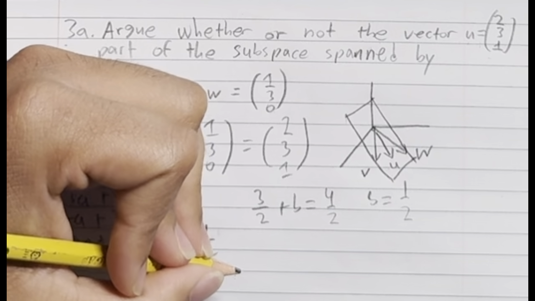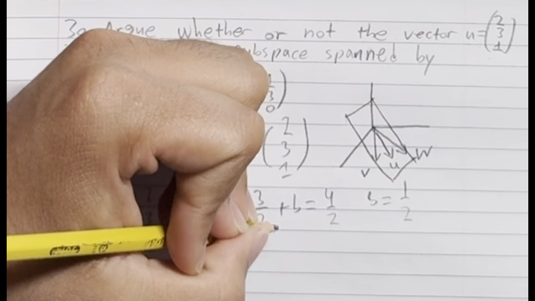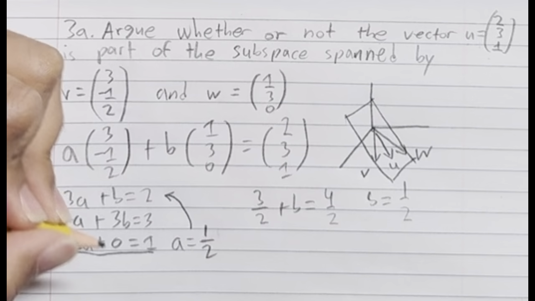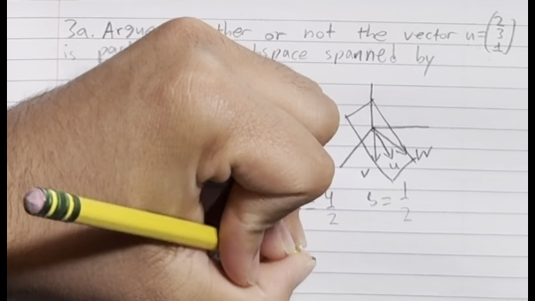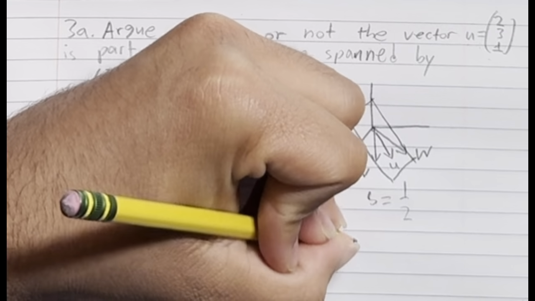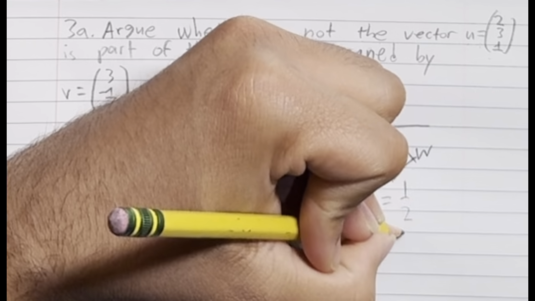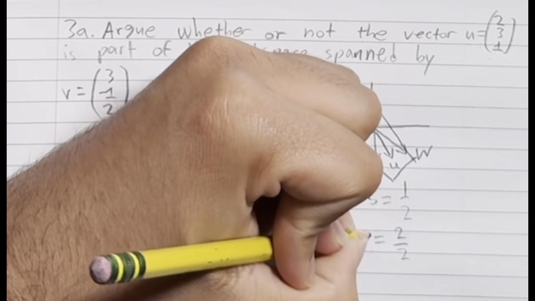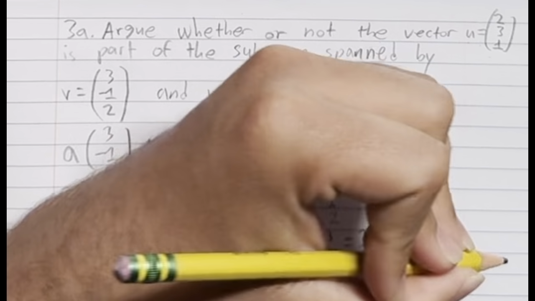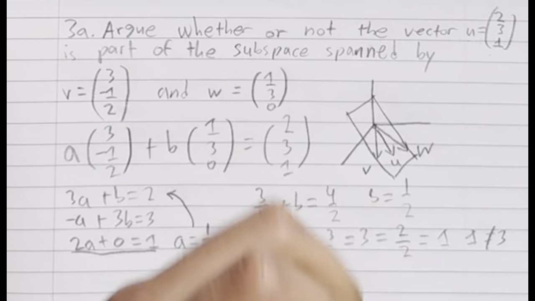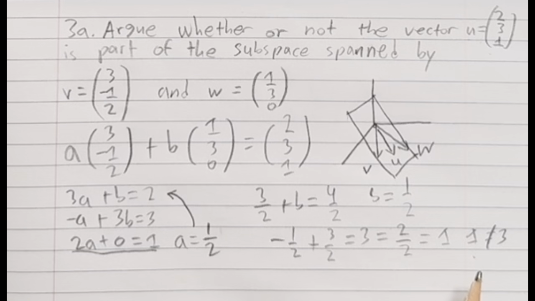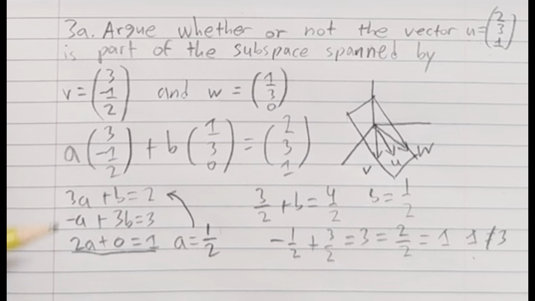Knowing this, we have to see if these two values will satisfy the third equation, which is negative a plus 3b equals 3. And so let's try that. Negative 1/2 plus 3 over 2 equals 3, which equals 2 over 2. However, 3 does not equal 2 over 2, because 2 over 2 will give us 1. And so we're going to say that since this final condition is not met, the entire system of equations cannot be solved. There's no solution.